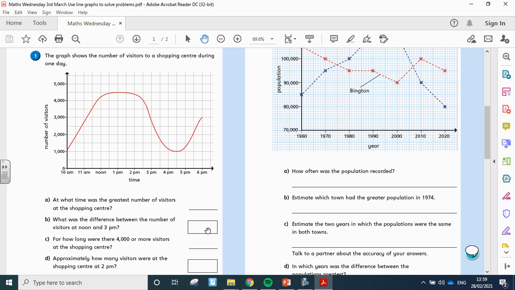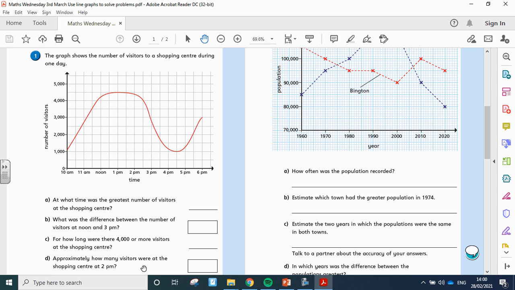For how long were there 4,000 or more visitors at the shopping centre? So find your 4,000. And if you've got a paper pack, I would literally draw a line. If you haven't, don't worry. Imagine a line coming all the way across here. Between here and here, the line is above 4,000. So how long is that in terms of time from here to here?